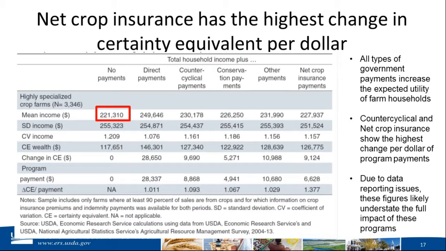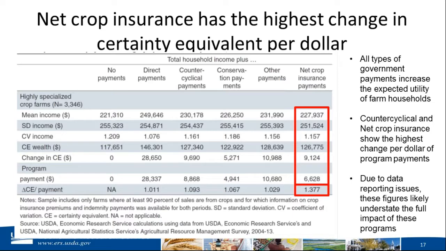So we restrict this to highly specialized crop farms. And if we look at that, the income on average without payments is $221,000. And so that's our baseline. If we look at direct payments, they have about a one-to-one correspondence. Direct payments are pretty much a sure thing. So each dollar is worth $1, or about $1.01, in certainty equivalent terms.